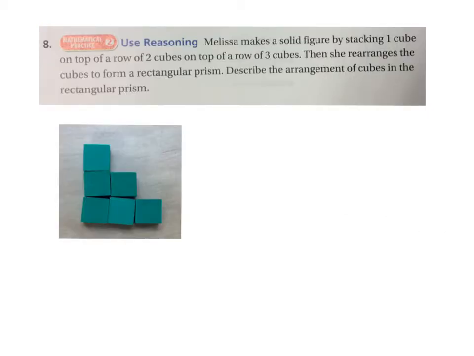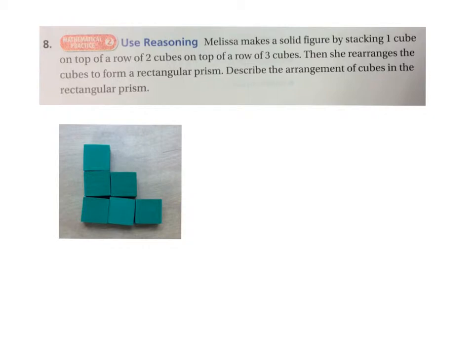Excellent. Let's also talk about the exit ticket from yesterday because several of us had some fabulous fails, which is wonderful. Okay? It says Melissa makes a solid figure by stacking 1 cube on top of a row of 2 cubes on top of a row of 3 cubes, as you see in the picture there. Yes? Then she's like, oh, I don't like that arrangement. So I'm going to rearrange the cubes to form a rectangular prism. Is her first figure a rectangular prism? No. So how many cubes does she use all together to make her rectangular prism? 6. Okay. So are there a couple different ways she could arrange her rectangular prism?